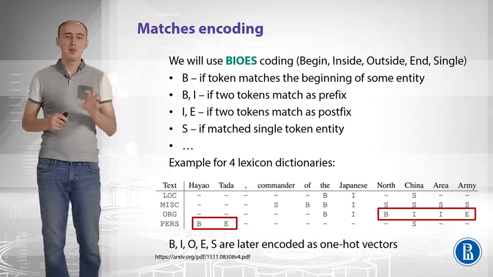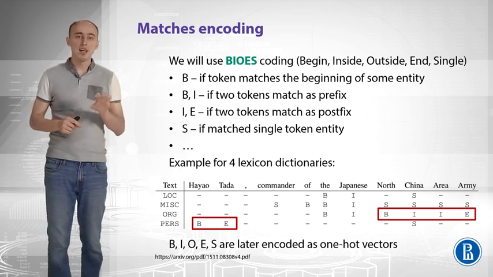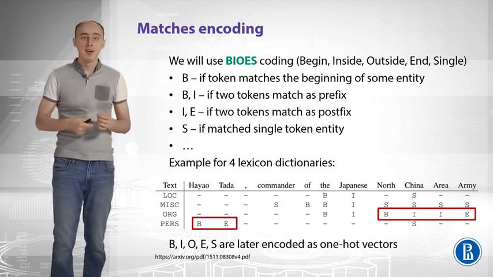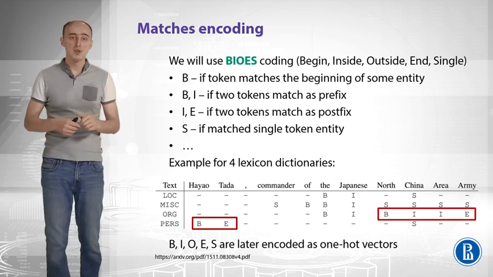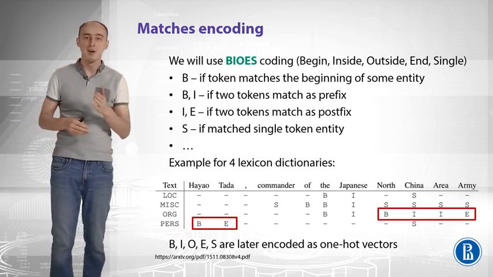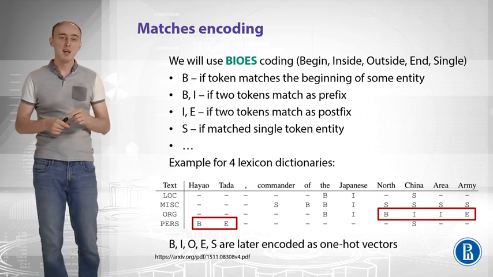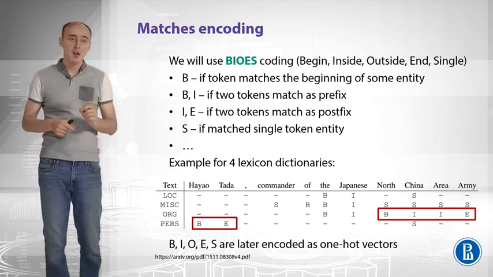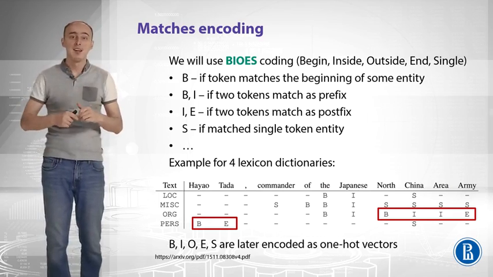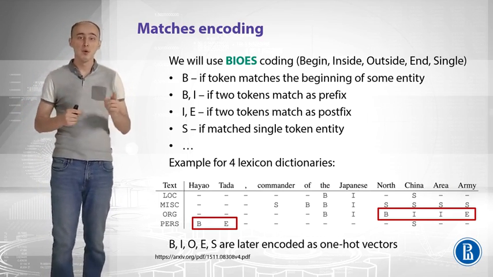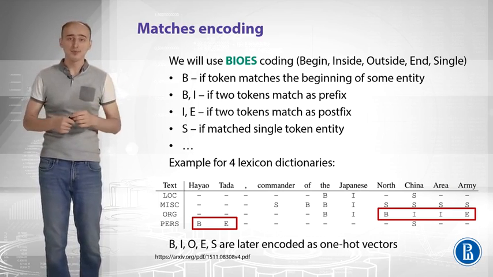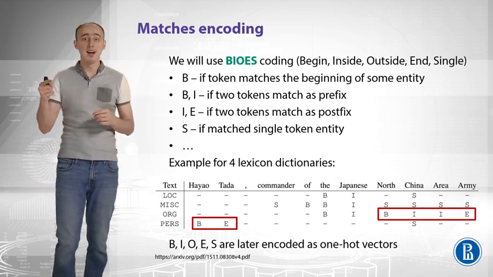Let's see an example of such coding for four lexicon dictionaries: location, miscellaneous, organization, and person. And we have a certain utterance like "Heio Tada, commander of the Japanese North China Area Army." You can see that we have a match in the persons lexicon, and that gives us B and E, so we know that that is an entity. And we also have a full match in North China Area Army with the organization lexicon, and it has an encoding like BIEIE.